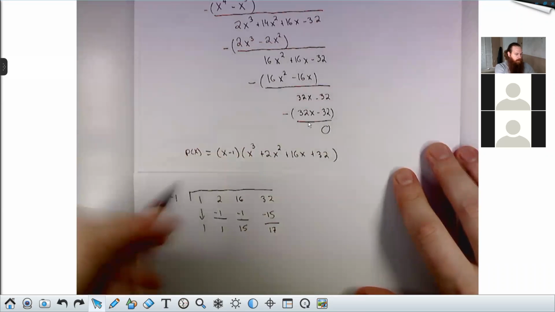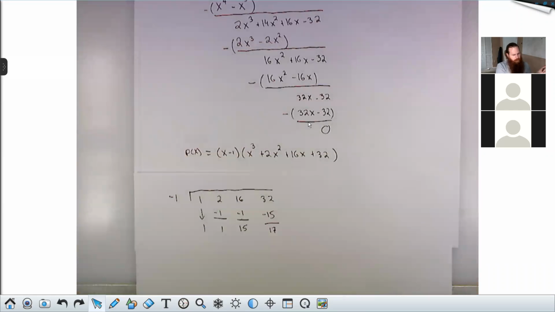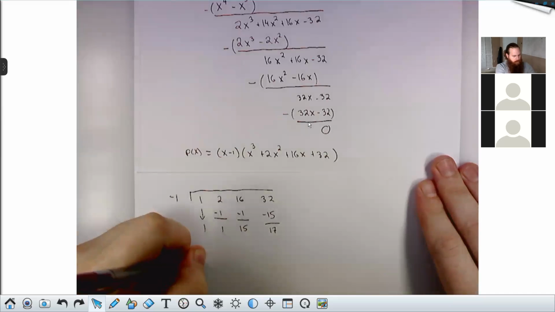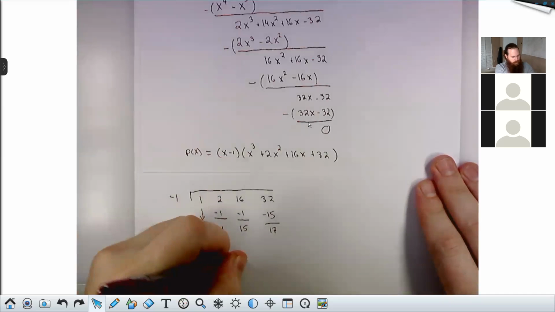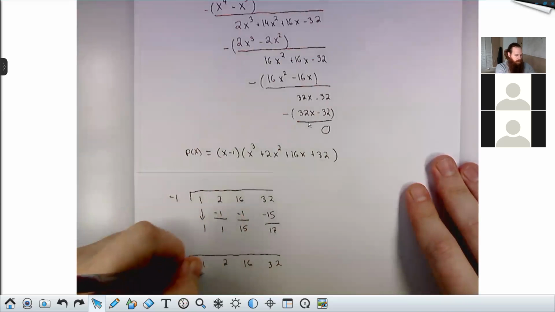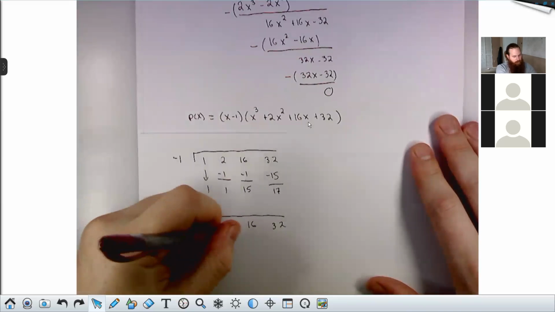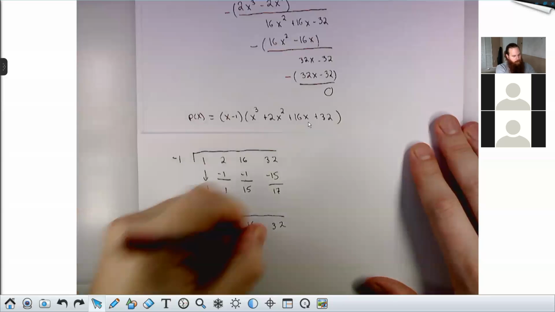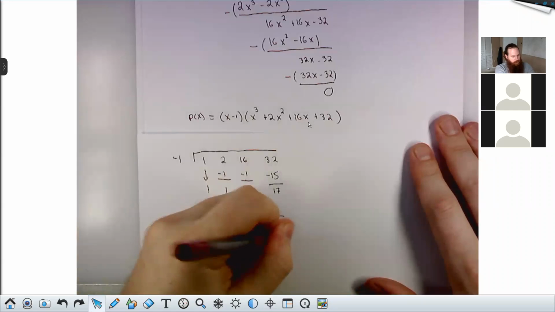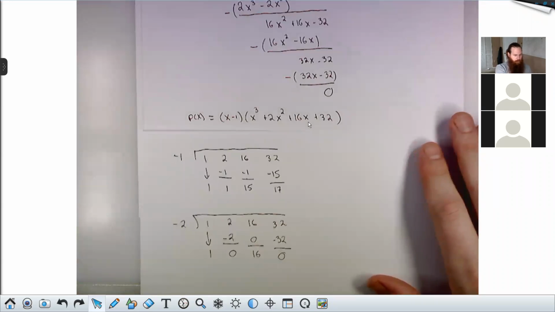We can try, let's see. Since all of these are positive, we could infer that any root would have to be negative. So let me try negative 2 next. Negative 2 times 1 is negative 2. These sum to 0. Negative 2 times 0 is 0. These sum to 16. Negative 2 times 16 is negative 32. Joy of joys. So negative 2 is a root.